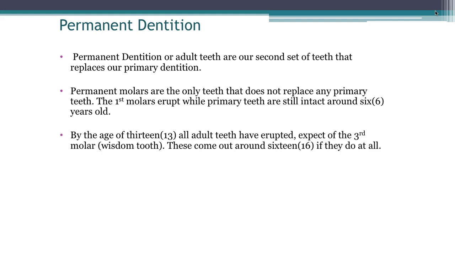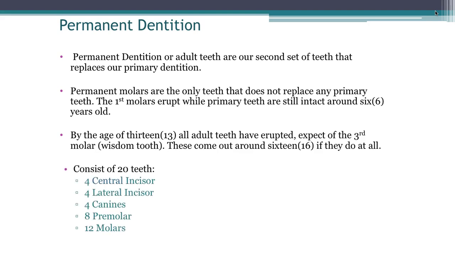By the age of 13, almost all of our adult teeth are in, except for our third molars, which are our wisdom teeth. They tend to come in around the age of 16, 17. Some people tend not to get them, some people do. For adult dentition, we have 5 different types of teeth: 4 central incisors, 4 lateral incisors, 4 canines, 8 premolars, and 12 molars. I know that's a lot, but as adults, our jaws are wider, so we have more teeth than children do.